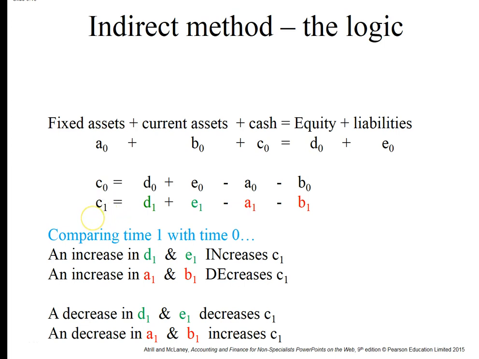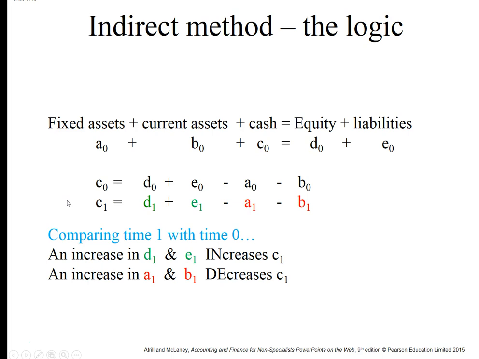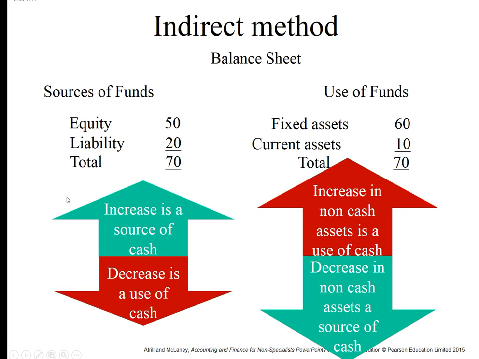So the double entry logic implies that we should be able to explain by these increases and decreases the movement from C0 to C1. So hopefully it's a little bit less mysterious, though if we go back to the previous slide, normally people satisfied with the logic remember it like this.